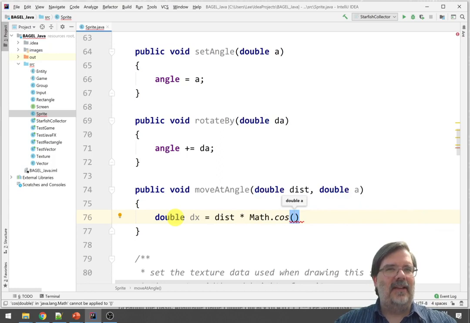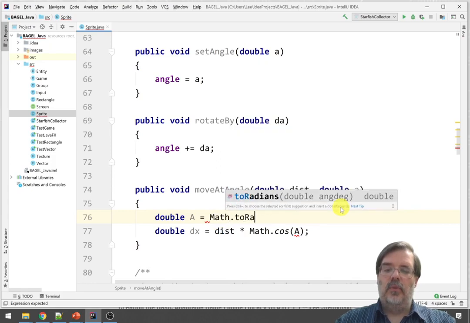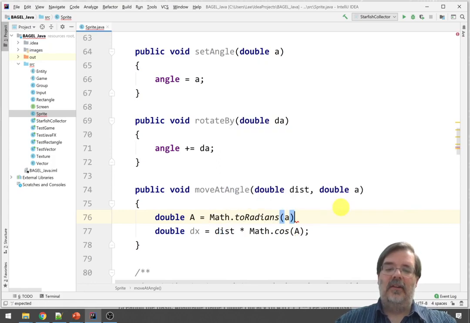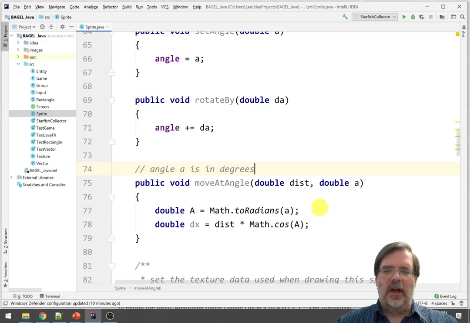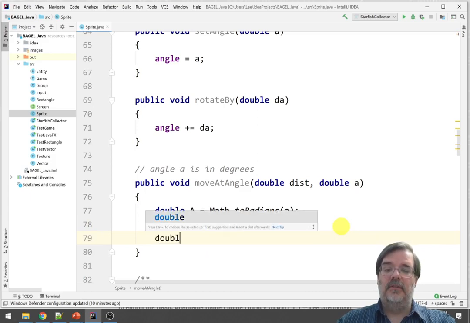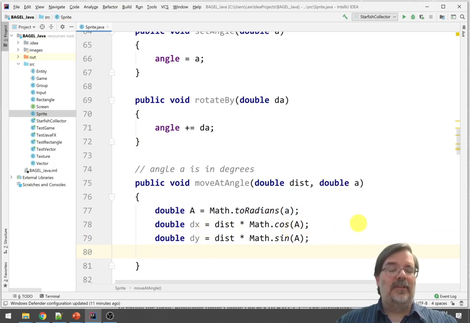Math.cos times, well, I need the angle, and I need that in radians. So what I'll do here, I know I wrote a lowercase a. I'm going to define A, capital A, to be Math.toRadians of whatever that angle little a is. So again, this angle a is in degrees. Now again, I'll put more formal comments in this later on, but convert that angle to radians and call that capital A, and use that in the mathematical functions to calculate how much we want to move along the x direction, and similarly, to calculate how much we want to move in the y direction, we use the sine function. And once we have those two values, dx and dy, let's move by dx and dy.